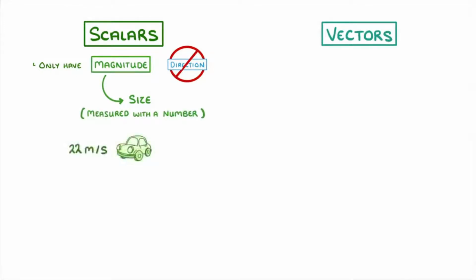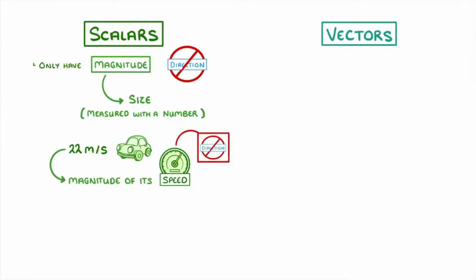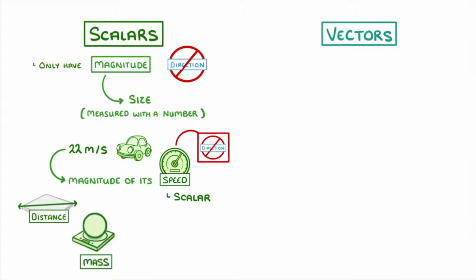For example, if a car travels at 22 meters per second, 22 would be the magnitude of the speed. And because speed by itself doesn't have a direction, we consider it a scalar quantity. Other scalar quantities include things like distance, mass, temperature, and time, although there are loads more.